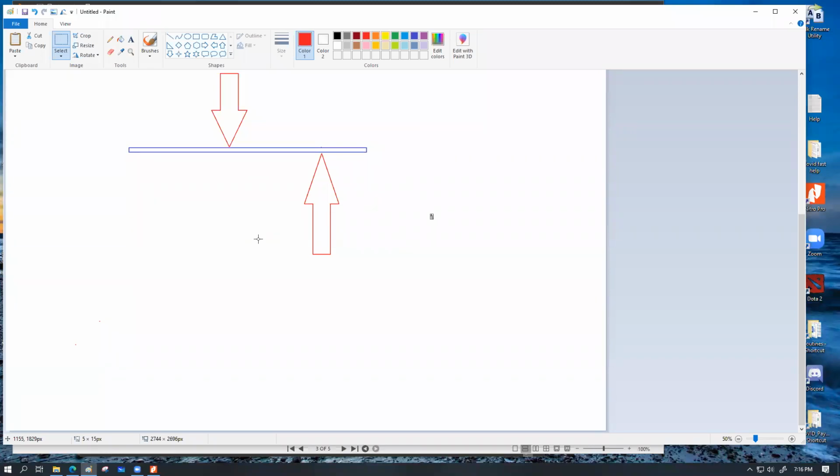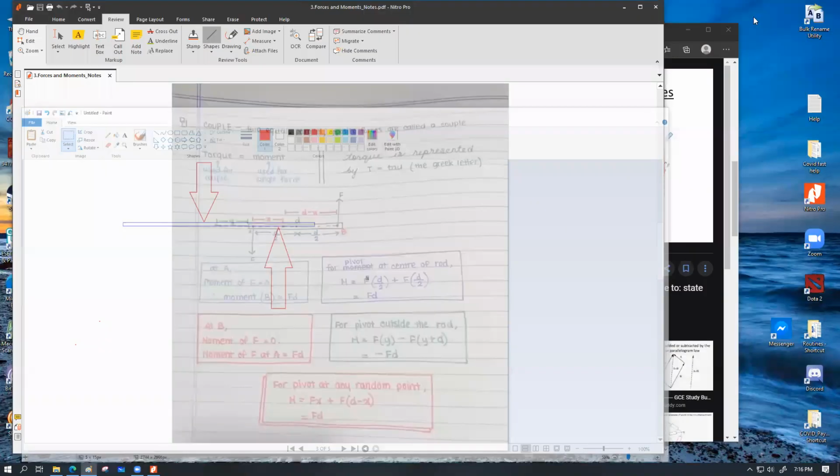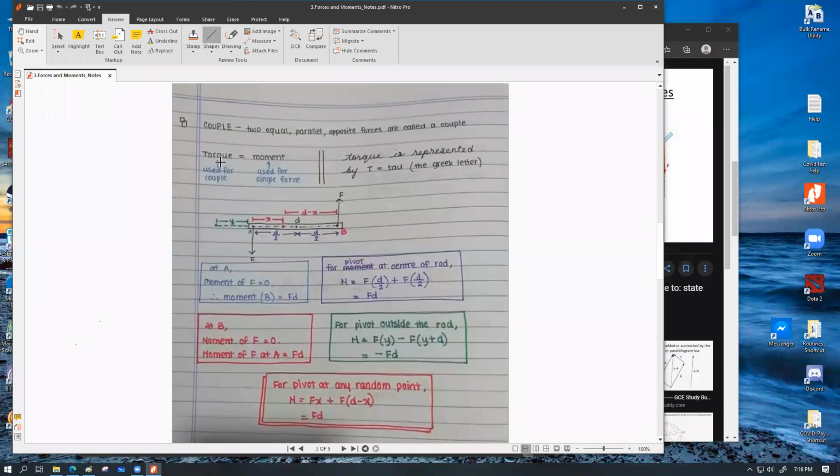So that's the point that I'm trying to make, that this kind of arrangement of forces is what we call a couple. Now, there is a new word that we're going to learn, which is called torque. You might as well know this thing, but torque is a synonymous word for moment.